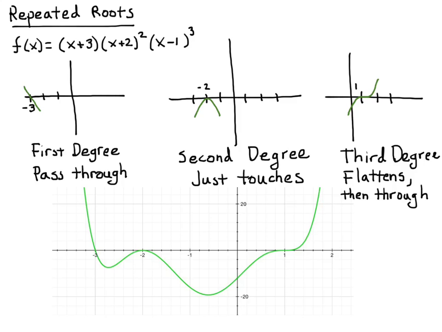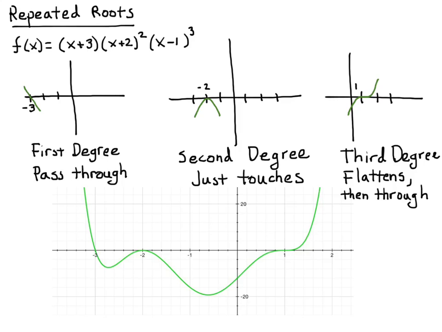If I put this in my program again and plot it, you can see what happens here. It goes straight through the -3. It comes up and touches the -2, then goes through the axis here, and then at 1 it kind of flattens out and goes up. Now let's think about what we would know about this one in terms of long-term behavior.